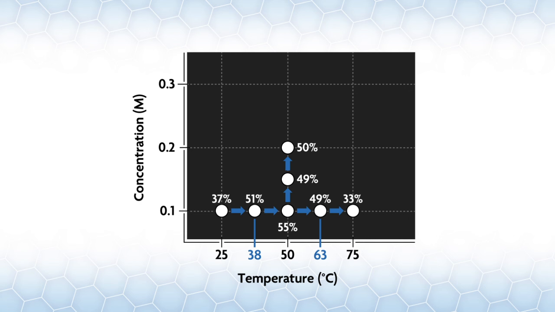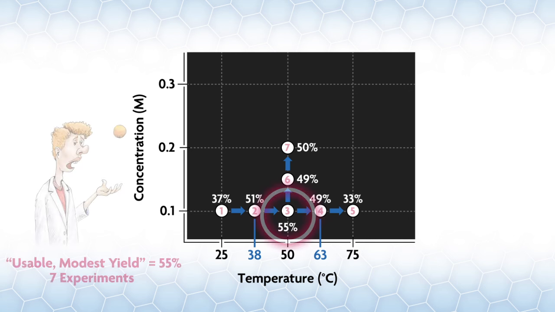You do that and find that you get 50% yield, essentially the same as 0.15 molar, and less than the 55% you get at lower concentration. You decide that 55% is a good optimum based on these results. You tell your boss you've optimized the reaction. It has a usable, modest yield of 55%, which you got from doing 7 experiments in succession.